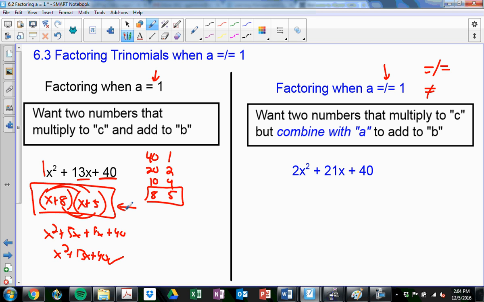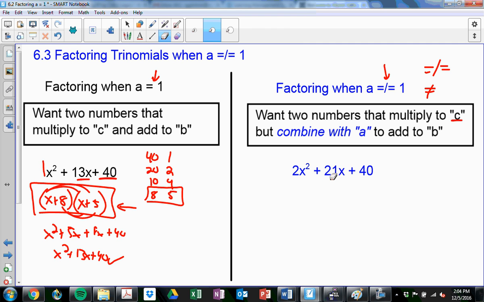Well, if you're factoring when the a value is not 1, you still want two numbers that multiply to c, but they have to be numbers that combine with a to add to b. Meaning, it's not just going to be two numbers that multiply to 40 and add to 21. There aren't two numbers that multiply to 40 and add to 21.